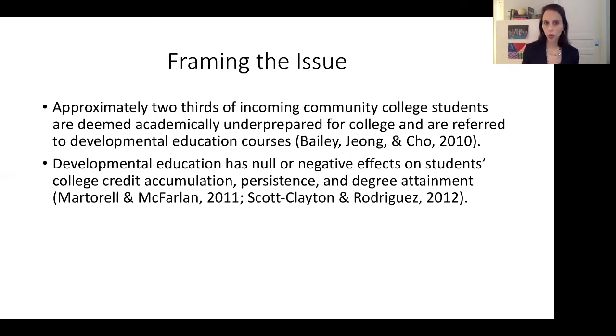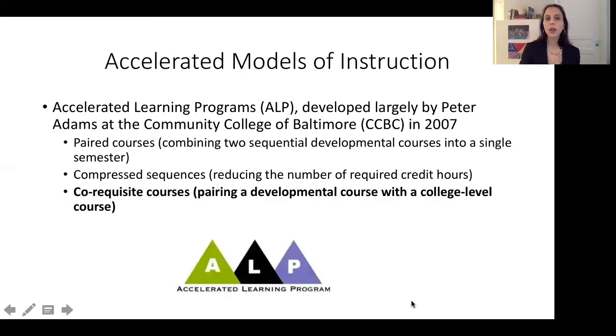And research has shown that developmental education has null or negative effects on students' college credit accumulation, persistence, and degree attainment. The result of this, for the past 13, 14 years now, has been a shift to reimagine developmental education and really think about how to help students acquire credits while fulfilling developmental requirements. Again, in this case, ESL as well.